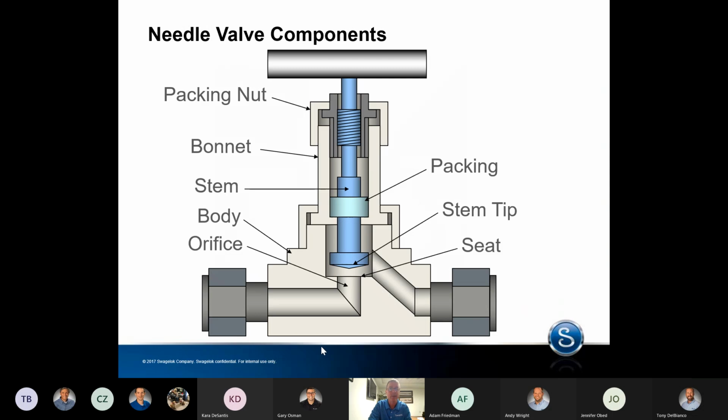Next, we'll look at needle valves. Shown here, a typical needle valve is made up of a packing nut, which contains a stem and allows for adjustment of stem seal, the bonnet, which houses the stem and the packing, the stem, which controls flow, body, the packing, which provides a sealed atmosphere, the stem tip, which helps control flow and allows for leak-tight shutoff, the seat, which in this case is integral to the body, and finally the valve orifice.